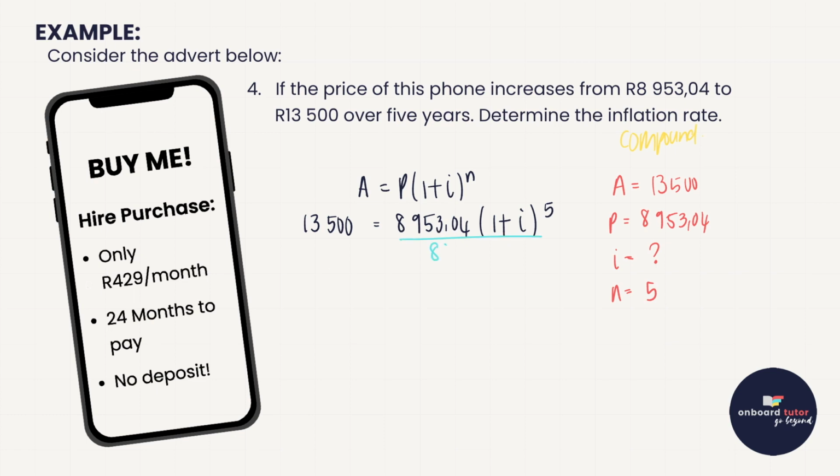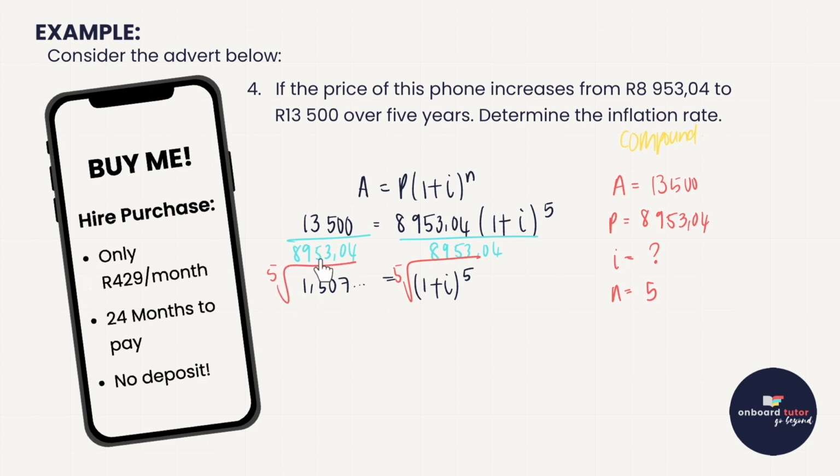So let's divide by 8,953 Rand. What I do to the one side, I'm going to do to the other side. So that gives us an answer of 1,507 and so on. We're not allowed to round off, so I'm writing dot, dot, dot. If we round off, we really decrease the accuracy of our answer. So we want to keep all the decimal places until the end. Now I'm dealing here with a power of 5. So to get rid of that, I need to do the opposite thing, which is the 5th root. And what I do to the one side, I do to the other side.